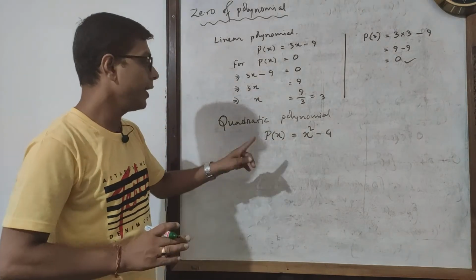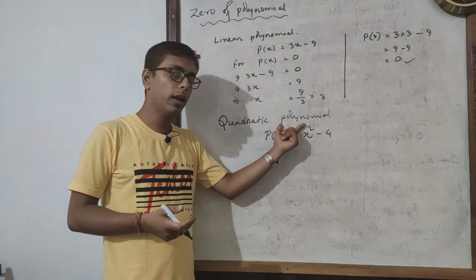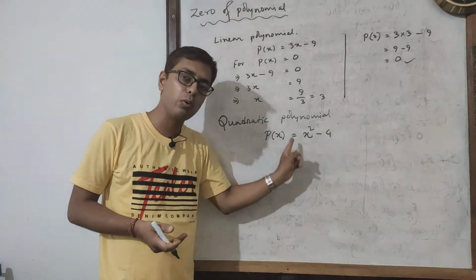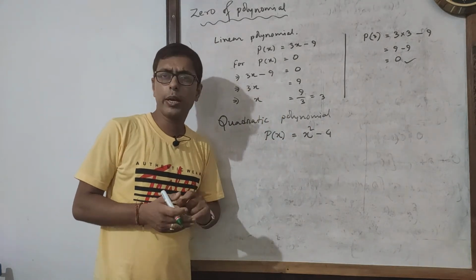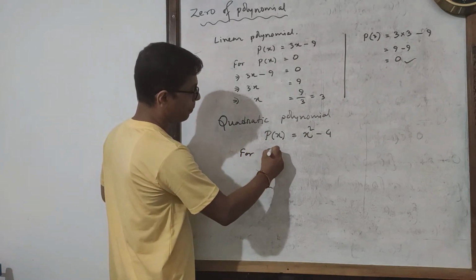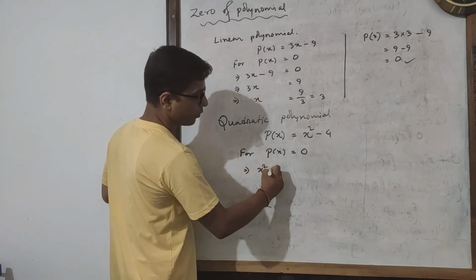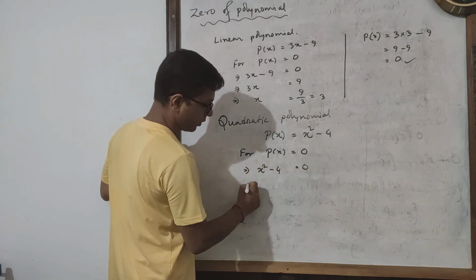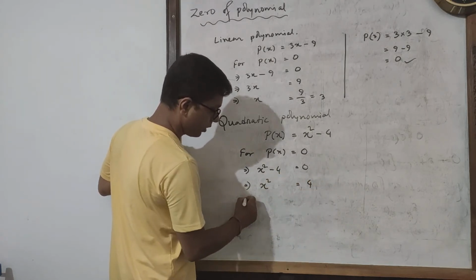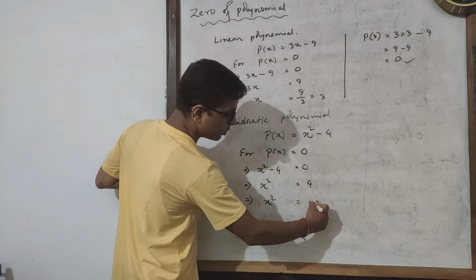Should not be there. Anyways, what I said just now is that a quadratic polynomial will have two zeros. That means it will have two values of x for which the value of this polynomial would become 0. Let us check. For p(x) equals 0, x square minus 4 is equal to 0. So let us shift this minus 4 to that side. x square is equal to 4.